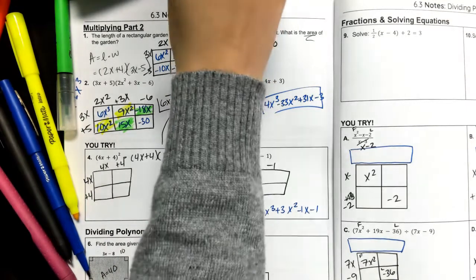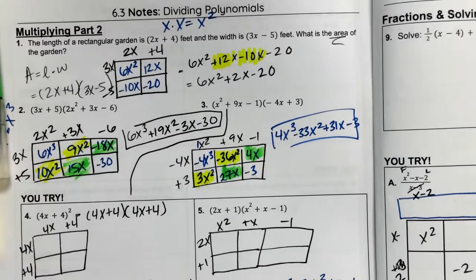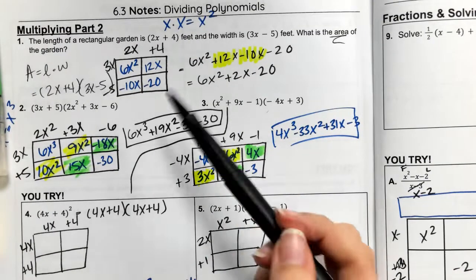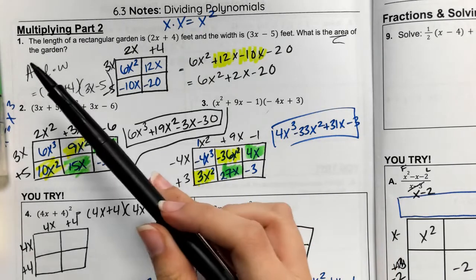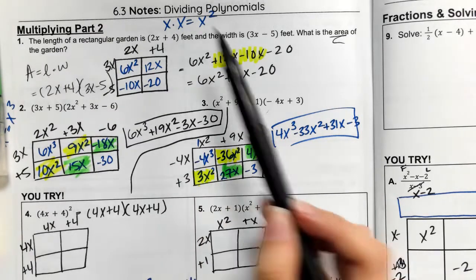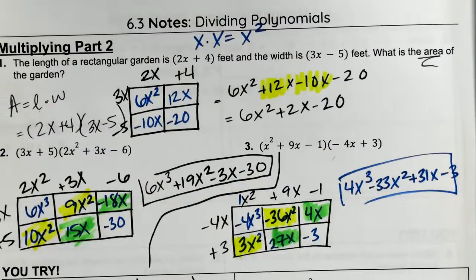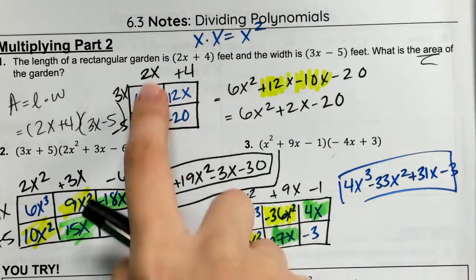Hey there guys, so this is the video notes for 6.3, dividing polynomials. Before we get into actually dividing polynomials, we're going to start with a little bit of multiplying polynomials part 2. So if you remember from last lesson, we learned how to find the area of a rectangle if things are given in variable form or as polynomials.